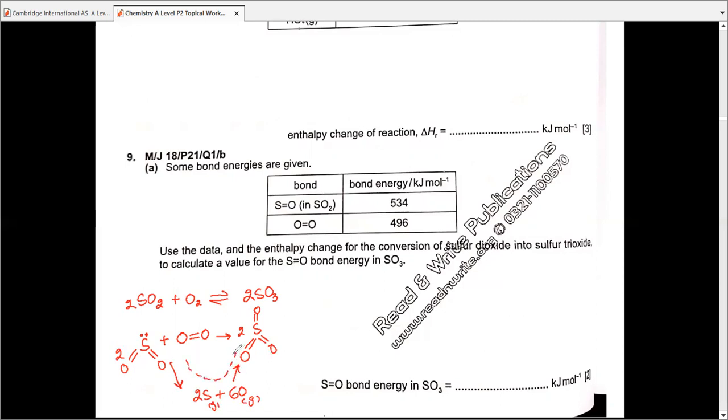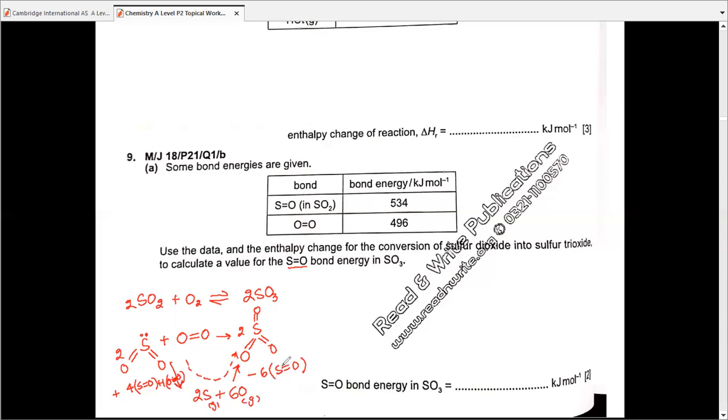So we do understand we'd have to pour in 4 into S=O, right? Plus 1 into O=O on this side, and this is all going to be plus, and this is going to be minus, since that's the formation, and this is going to be 6 into S=O on this side. This is something we need to find.